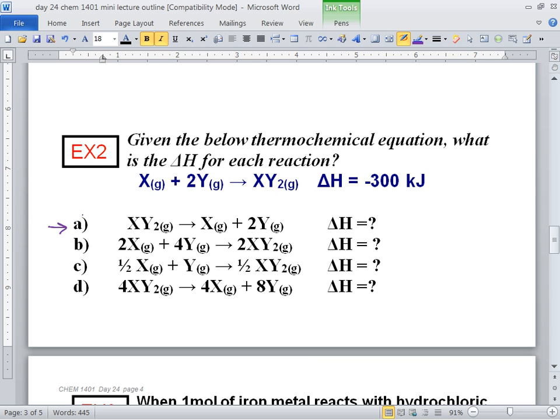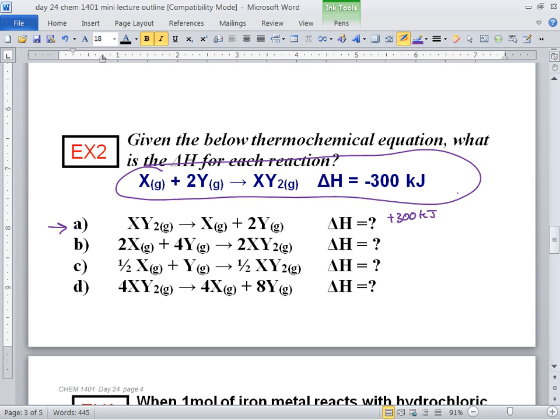Let's try A. They give you the answer for the top reaction. They did something to that reaction, and they want to know what the new delta H will be. See if you can identify what they did to that reaction in comparison to the top one, and then figure out the new delta H. Positive 300. Do you see why? All they did is flip the reaction. So it's like saying, hey, you're not exothermic anymore, you're endothermic. So if you flip a reaction, you just got to change the sign.